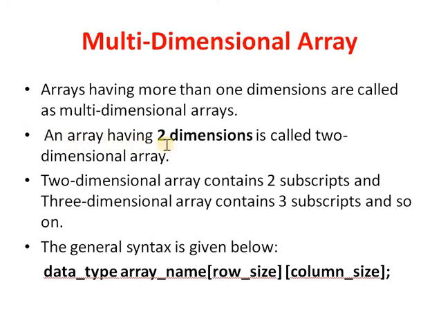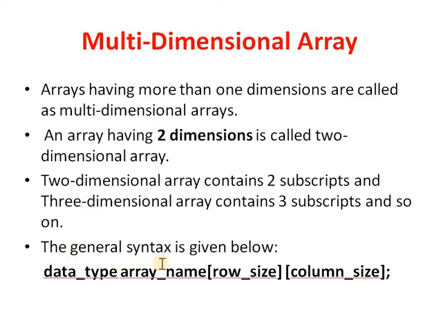An array having 2 dimensions is called a two-dimensional array. A two-dimensional array contains 2 subscripts, a 3-dimensional array contains 3 subscripts, and so on. If I use a two-dimensional array, then it consists of 2 subscripts or 2 index values. If I use a 3-dimensional array, then the subscript count is 3.